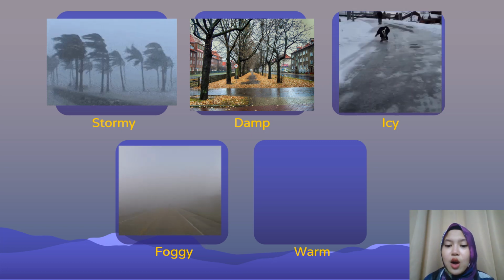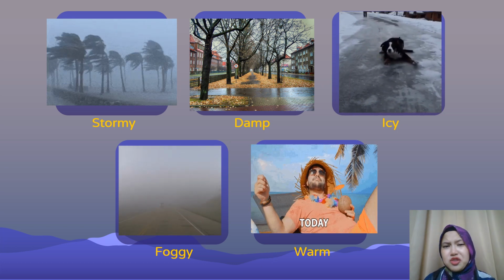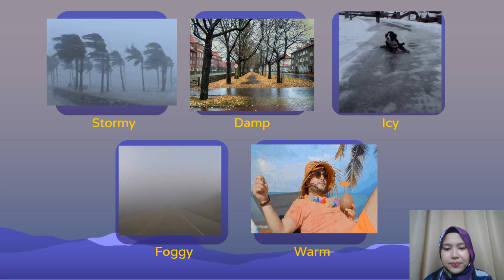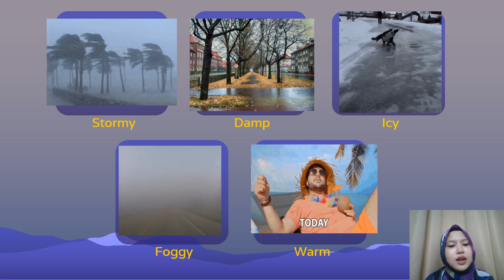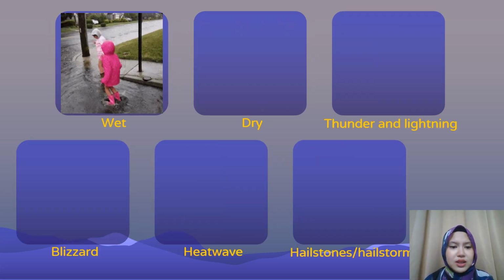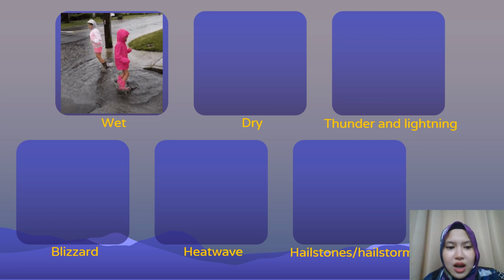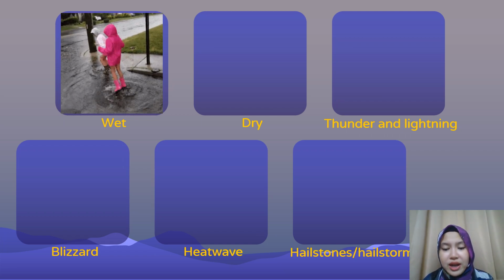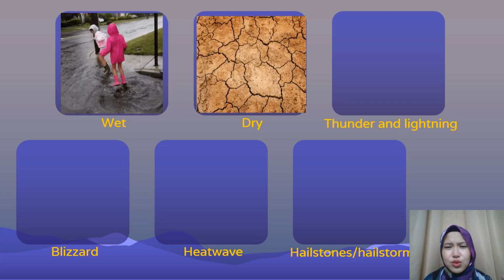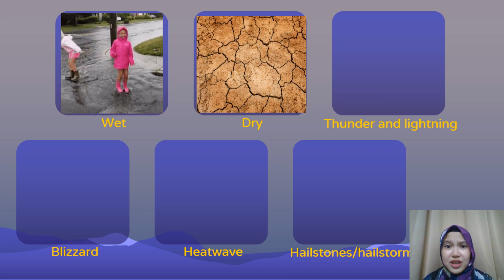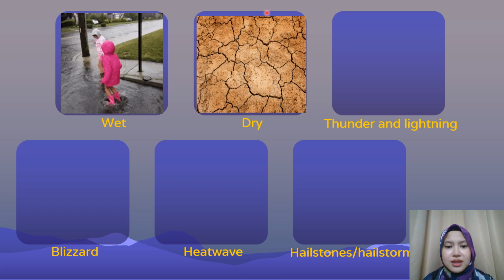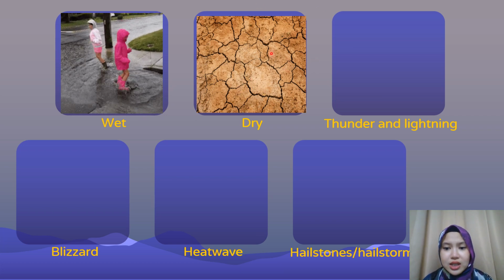And then you have warm weather. It's like warm, like it's not too hot. Quite okay. Next, you have wet. Okay, so this one is also after rain or whatever. It's still wet, so you play with water, you play in the rain, you get wet. Next, dry weather. So when it gets too hot and everything is dry, your plants are dead, the soil becomes like this. Soil means tanah. Okay, so tanah jadi macam ni.